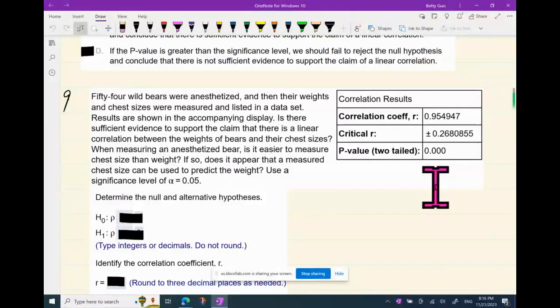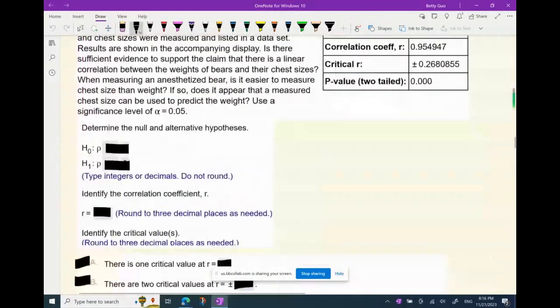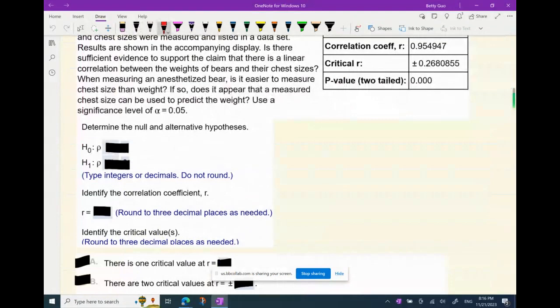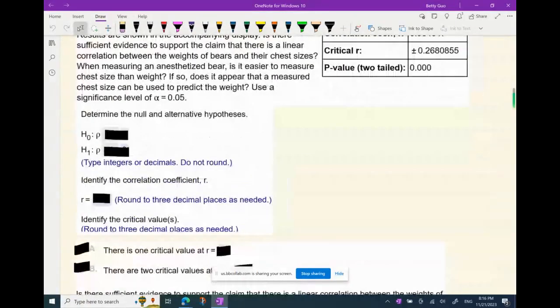I don't know why that doesn't work suddenly. Let me see if I can use my finger. I can move it.